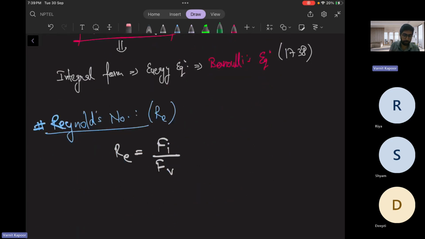Okay, Reynolds number is the ratio of inertial to that of viscous forces. So what is inertial force? That is mass into acceleration. What is viscous force? Shear stress into area. Okay, shear stress into area.